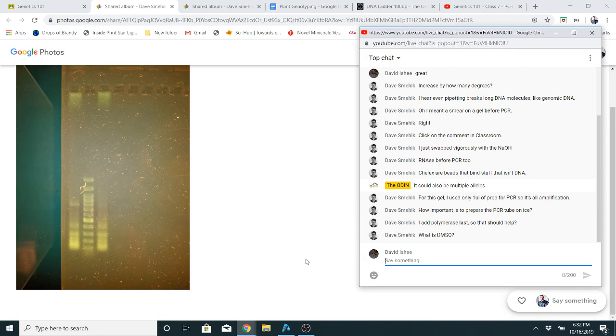And also sometimes things like changing the volume in the reaction. So instead of doing a 50, doing a 25 can make a difference, especially if you're amplifying sort of big products. Doing bigger reactions seems to work a little bit better sometimes.